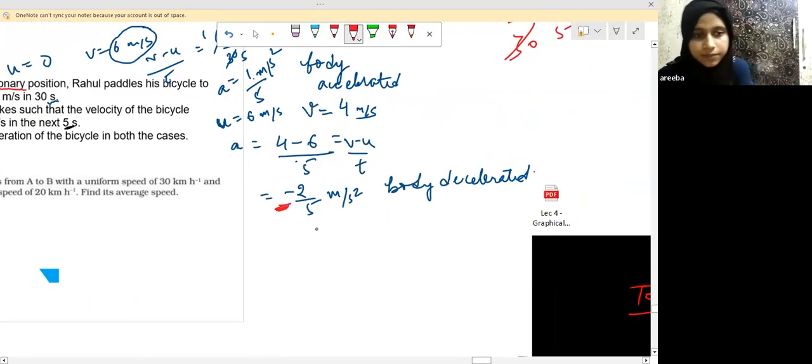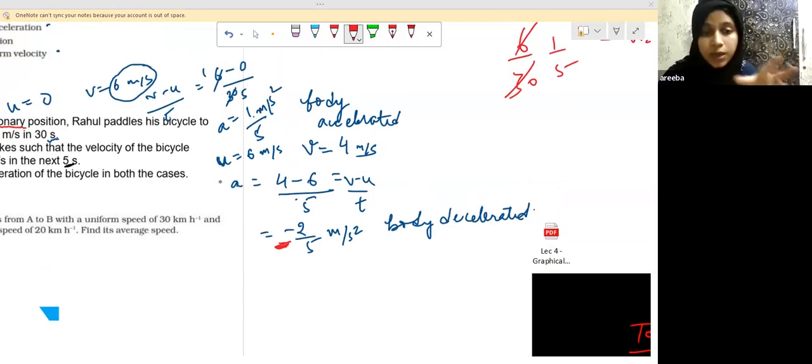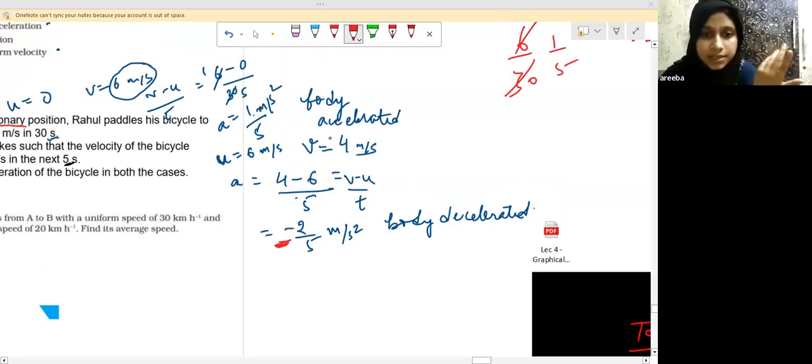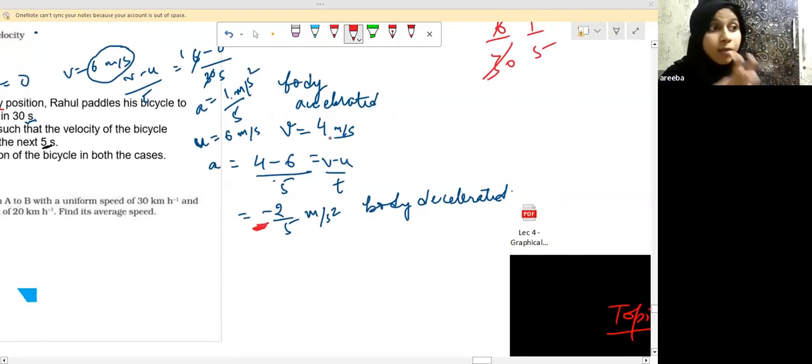ठीक है? So it becomes negative 0.4. No calculation mistake. ठीक है? So in the first case, we have to mention the body accelerated basically, and in the second case, we are gonna write the body deaccelerated. Hence the signs.